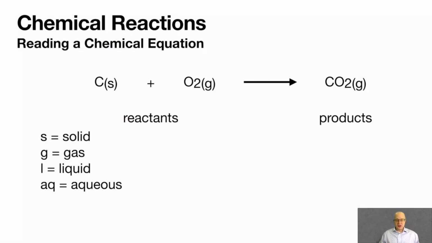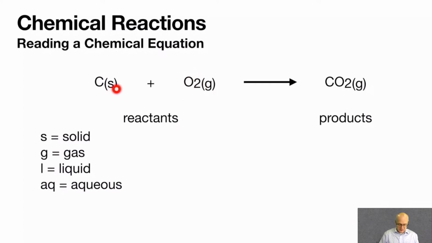Reading chemical equations. You have to know how to read these things. Very simple. Here's a basic chemical reaction. Here are the symbols of the reactants. The things on the left-hand side of the arrow are the reactants, and here are their symbols. In this particular reaction, it's carbon reacting with oxygen.